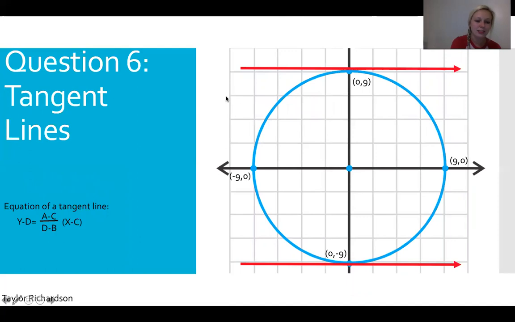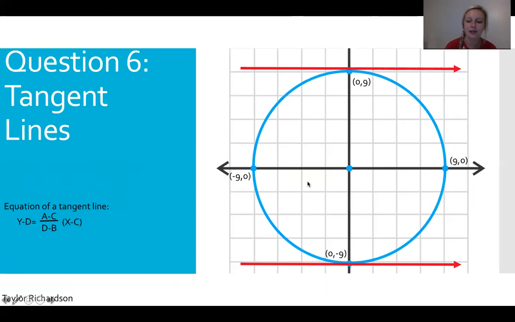Our last question is about tangent lines. The question says, show and explain the equation of the line that is tangent to the circle of radius 9 at point 0, negative 9, and whose center is at the origin. So the center of this circle we can see is right here at the origin, or point 0, 0. The question is asking us to put a tangent line, or the line that is only going to touch the very outermost point of the circle.